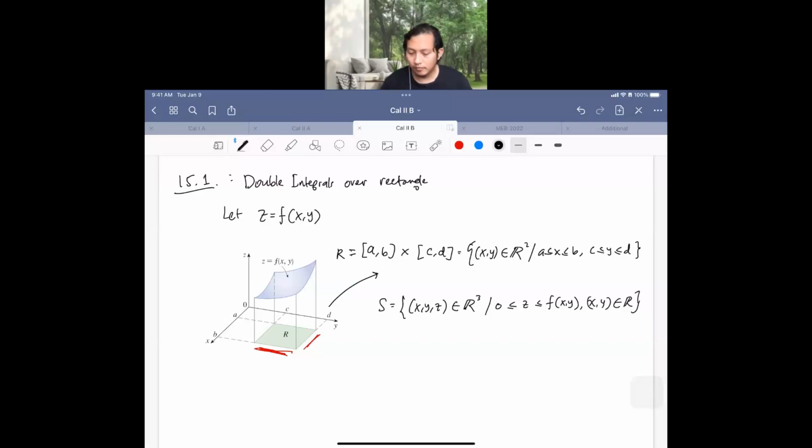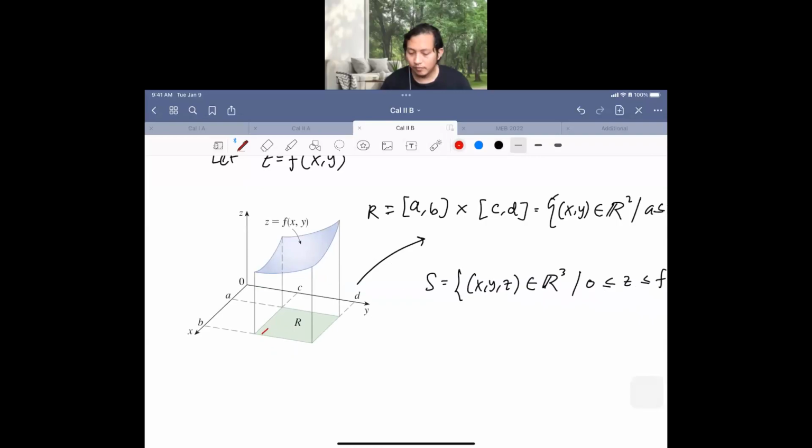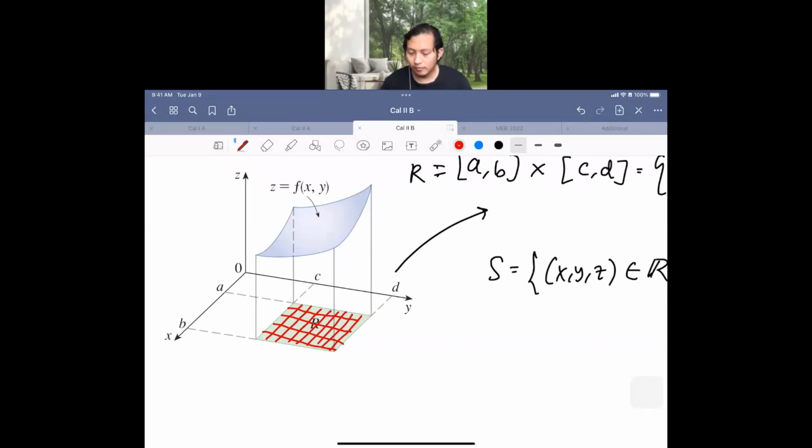Okay, next, what we are going to do with this rectangle, A, B, C, D, is cut this rectangle into small pieces, small rectangles. Hope you can imagine that. And then after that, let's just take one example and project it to the surface.